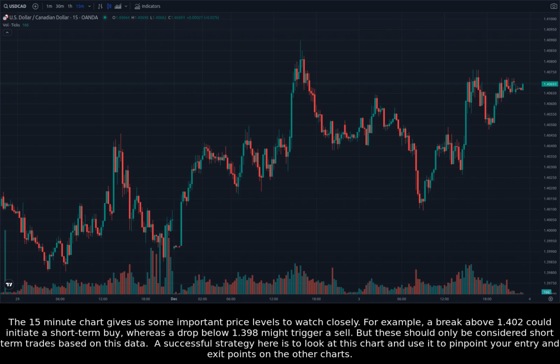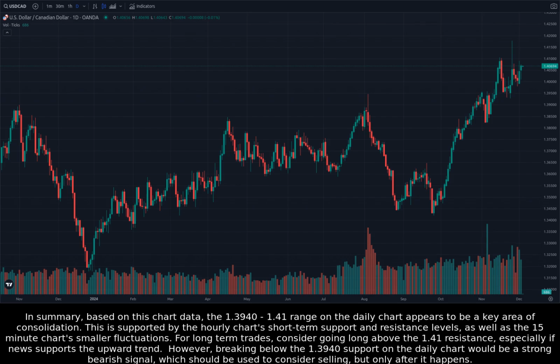on the other charts. In summary, based on this chart data, the 1.3940 to 1.41 range on the daily chart appears to be a key area of consolidation. This is supported by the hourly chart's short-term support and resistance levels, as well as the 15-minute chart's smaller fluctuations.